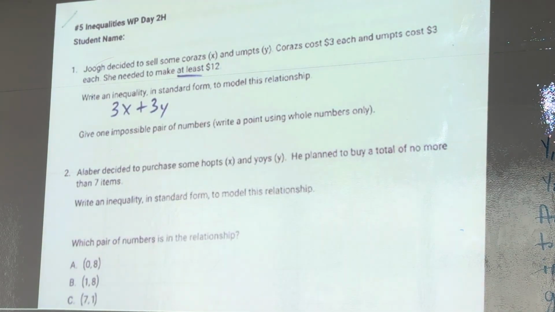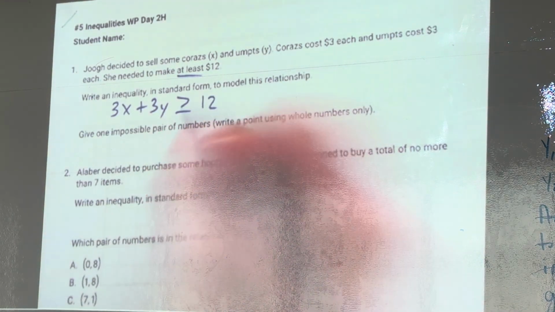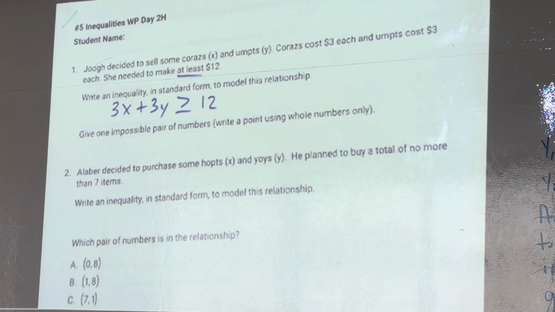Almost. Greater than or equal to. At least 12. Very good. Greater than or equal to 12. Good job. So at least means greater than or equal to.